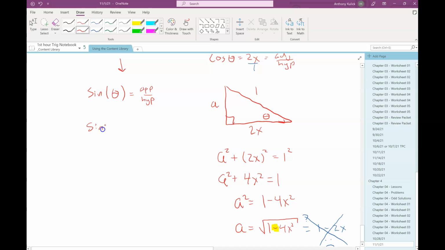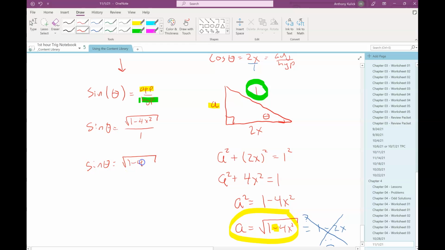So now sine theta is going to be opposite, which is my A, over hypotenuse, which is my 1. So I'm just going to have root 1 minus 4x squared divided by 1. And obviously anything over 1 is just itself. So there's my algebraic expression.